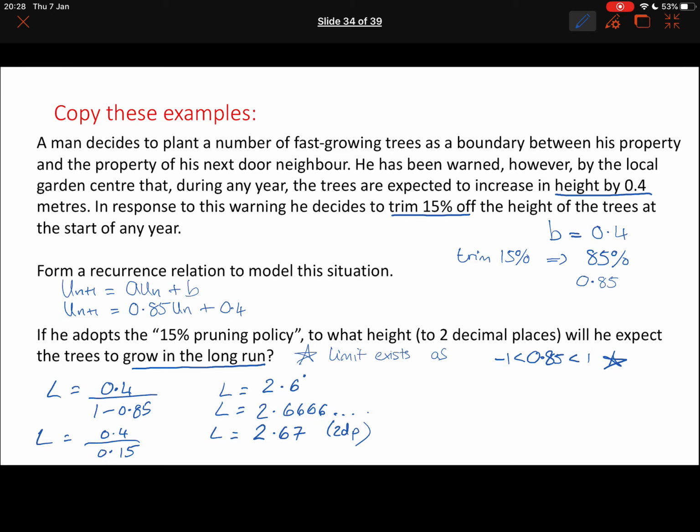So now we need to write a little sentence just to put it back into the context of the question. So if he adopts a 15% pruning policy, to what height will he expect the trees to grow in the long run? So we can write the trees will grow to a height of 2.67 metres in the long run. And that's us.